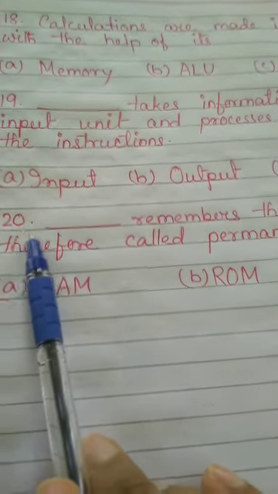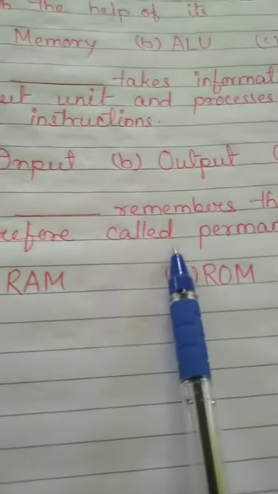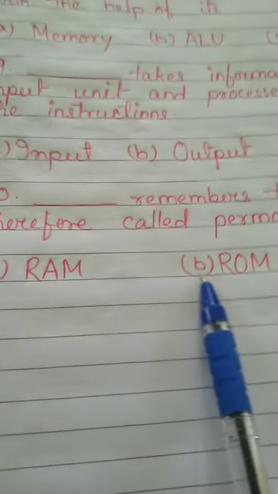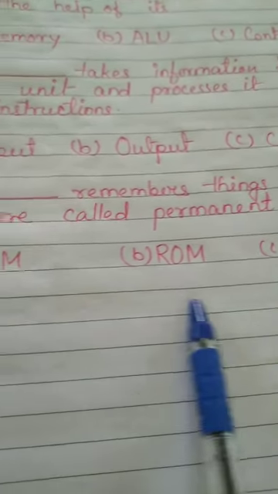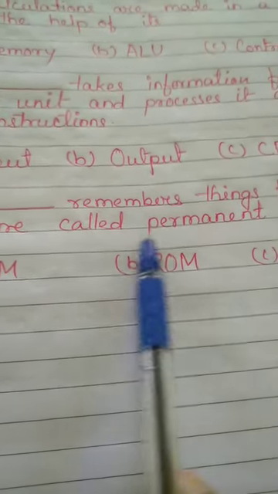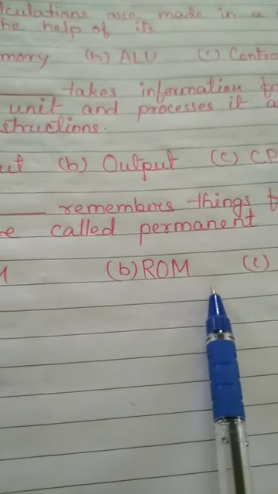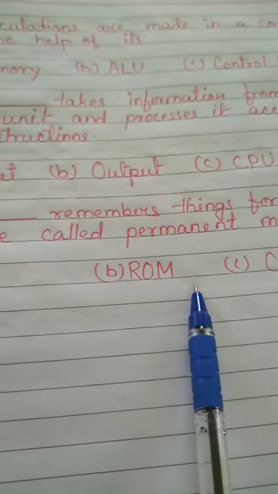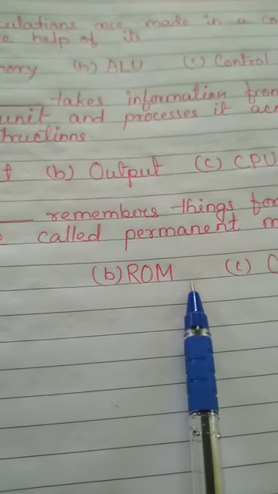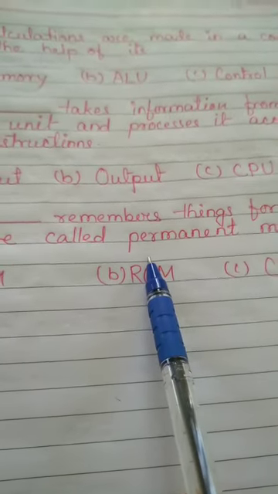Question number 20. Dash remembers things forever and therefore called permanent memory. Which one is called permanent memory? Who remembers everything forever? ROM, read only memory. ROM remembers everything forever, and therefore it is called permanent memory. Option B is correct.